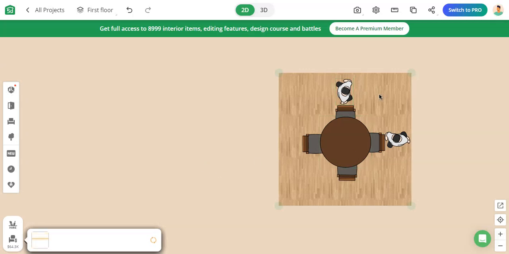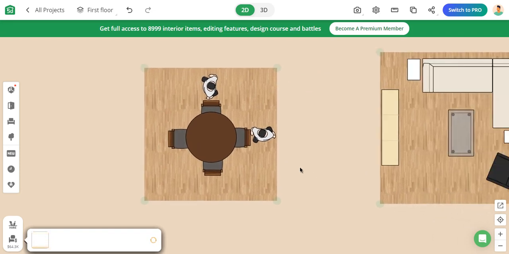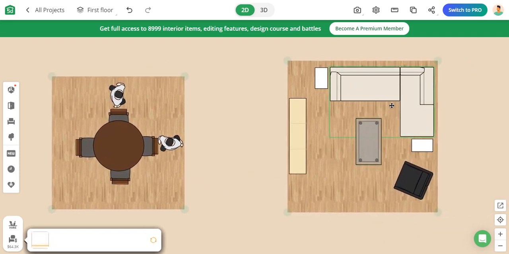Okay, so the space required for a room like a dining room basically depends on the furniture that you use. Just like a living room, you can put in your sofas, TV stands, side table stands, coffee table, and armchair, and you can determine the size of your room.